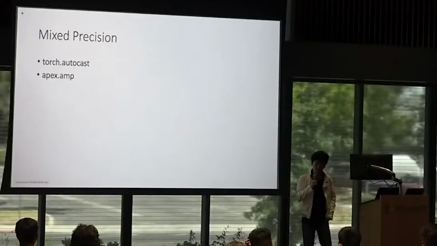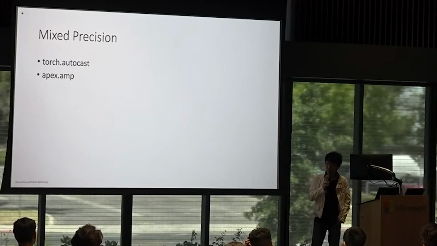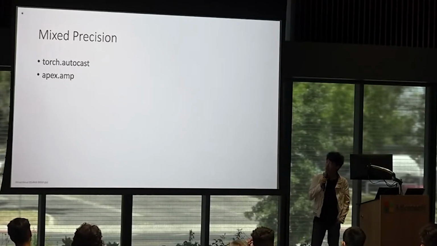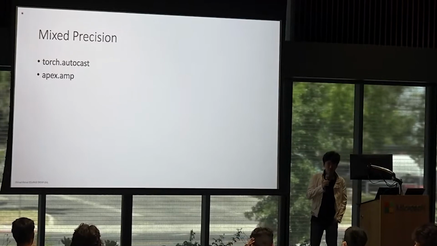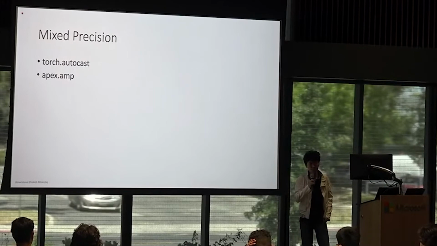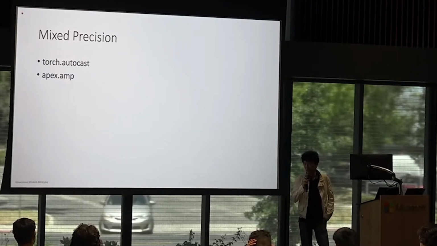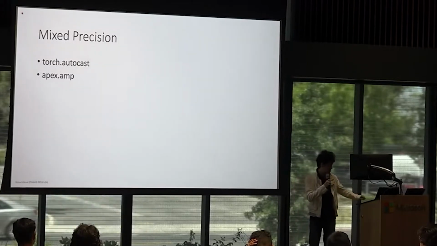Okay, mixed precision. We support both Torch Autocast and NVIDIA Apex AMP. There's no extra step needed. You can export the decorated model as you would with any regular model, and you would have the cast nodes inserted.